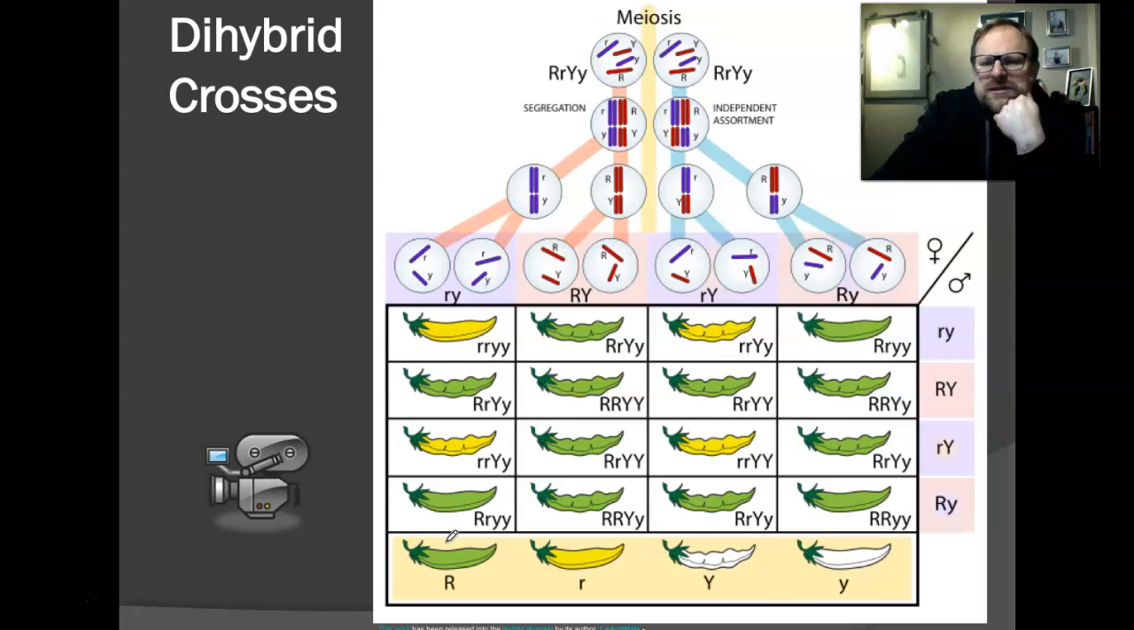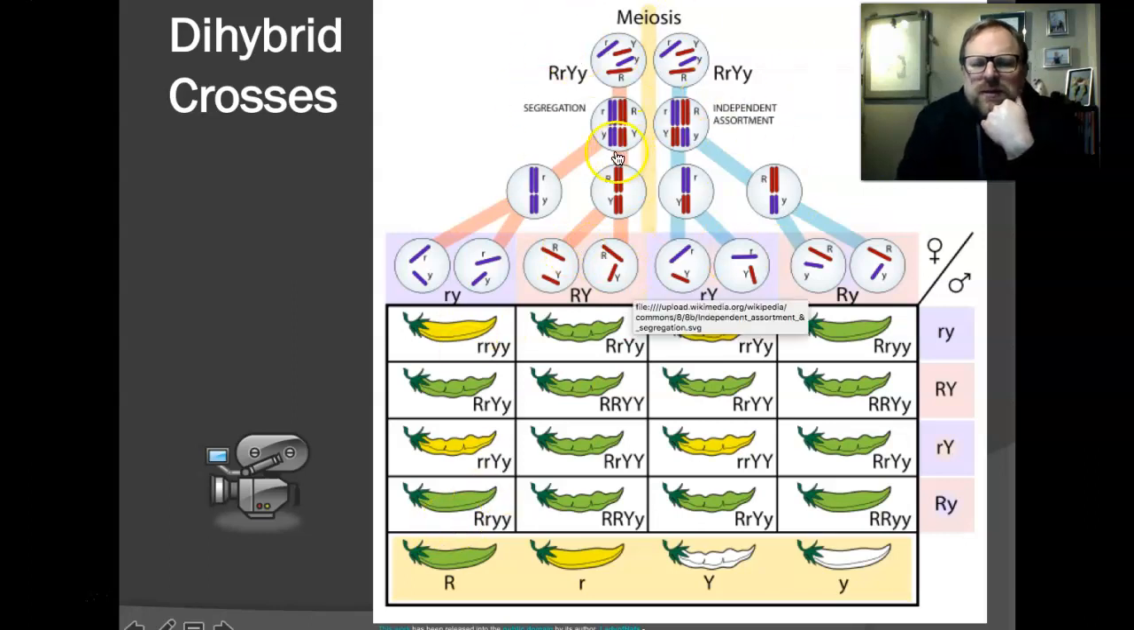So this is a really complicated sort of diagram, but it's kind of showing this idea of independent assortment, and we're basically looking at what are the possibilities of the gametes that an individual could produce based on their genotype. Okay, and so if we look up here, the genotypes that we have, right? Both of these genotypes. So we're looking at our pea plants again.